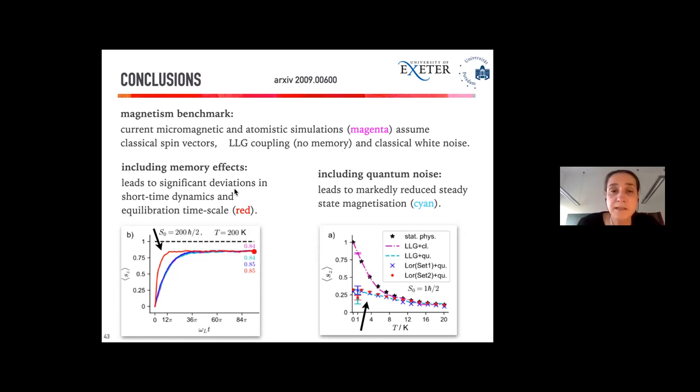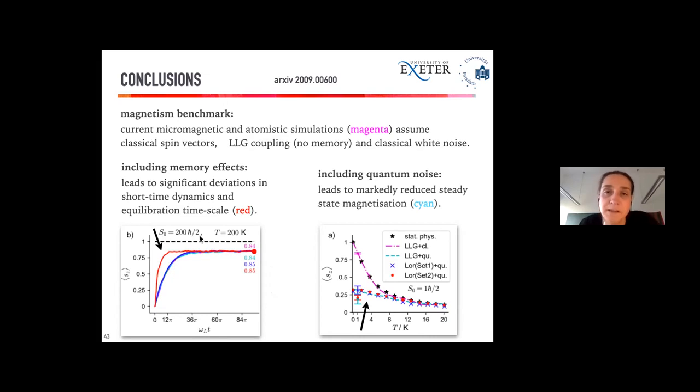So far, we've taken the two steps of including the memory effects, and we've seen that this makes a quite significant difference to the equilibration time. And we've also included quantum noise in the bath, and we've seen that this reduces the steady state magnetization. Obviously, the next thing is to take quantum spin vectors, and we are doing that as well. This is numerically interesting to solve, but it can be done.